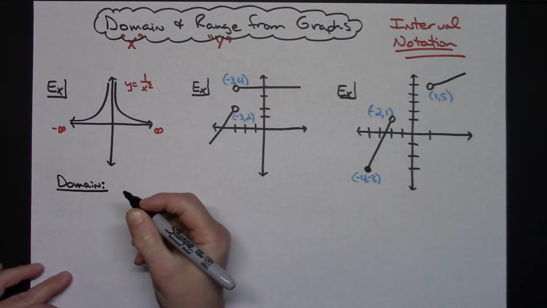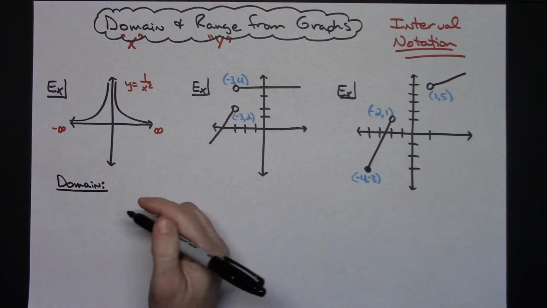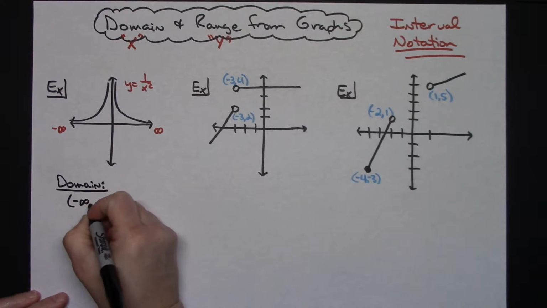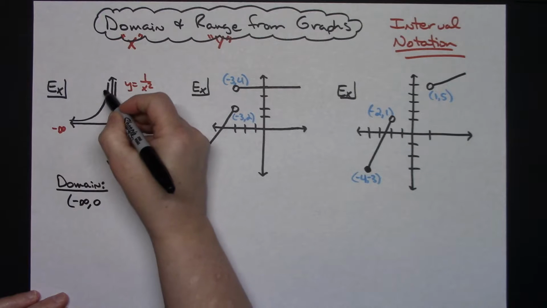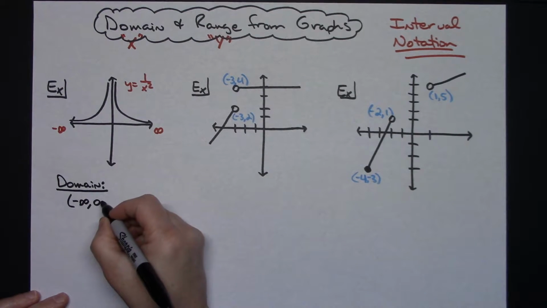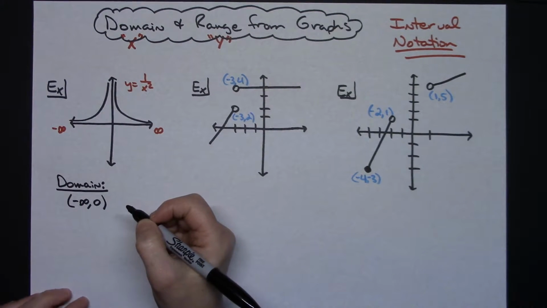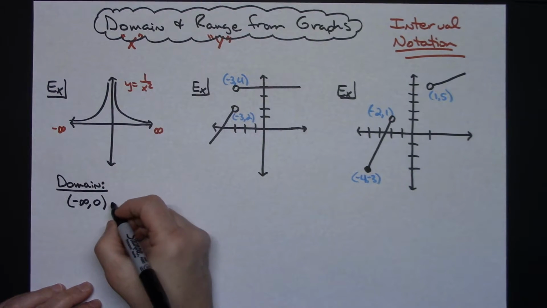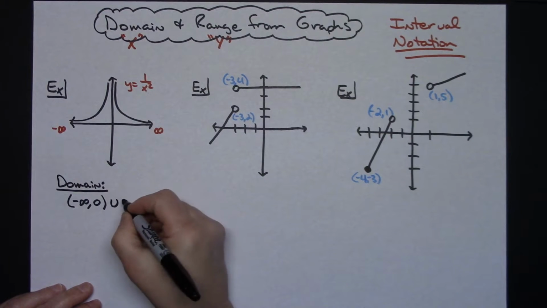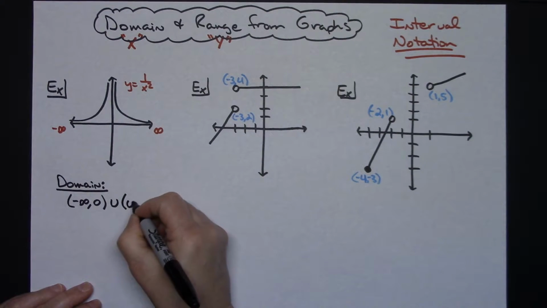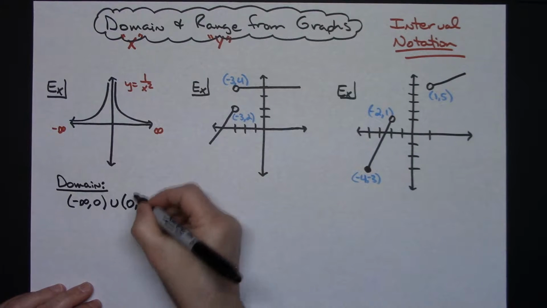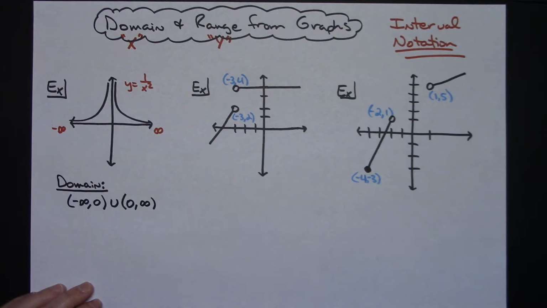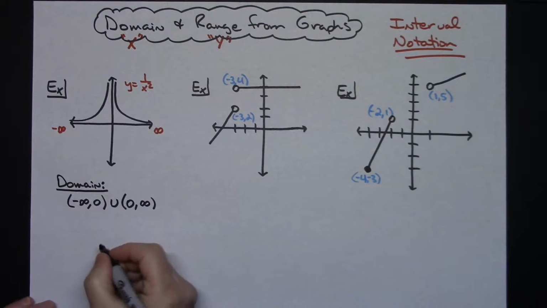So if we were going to write that in interval notation, if you recall, in interval notation, negative infinity and positive infinity always have curved brackets. So we will start at negative infinity. It's going to get really close to 0 but never touch it, so it has to be a curved bracket on 0 because we're not going to include it. Now we are going to pick up on the other side of 0, so I'm going to use a union here. Again, a curved bracket because I do not want to include 0. And then it will go all the way to positive infinity. So there is your domain for that one.